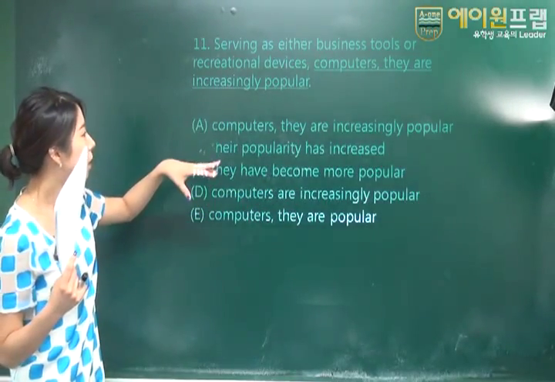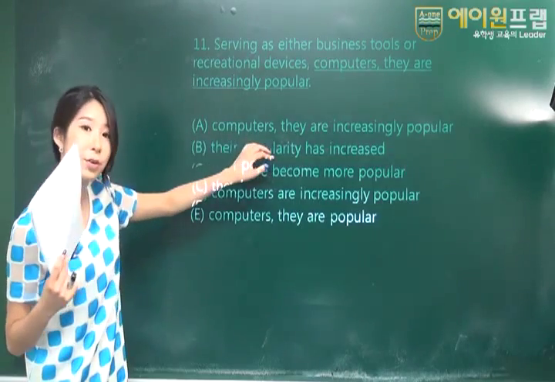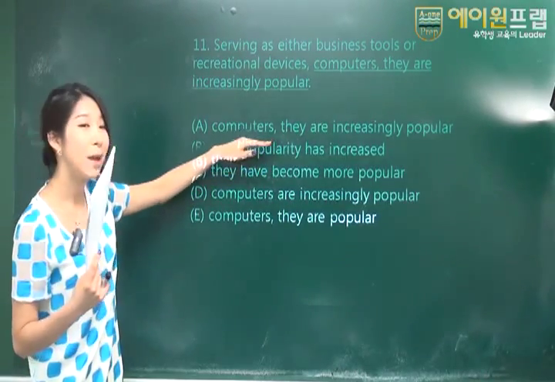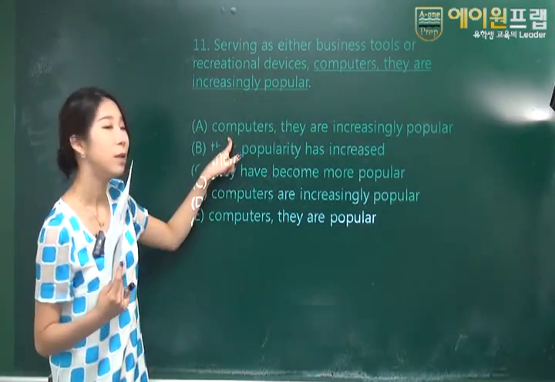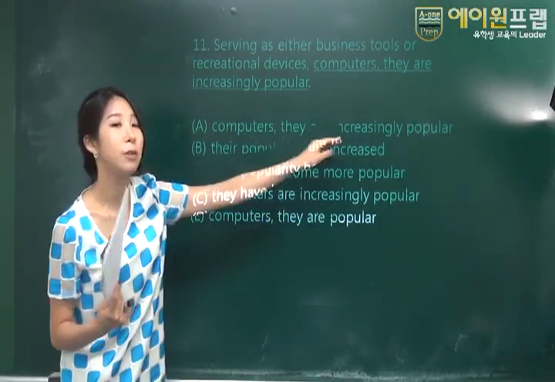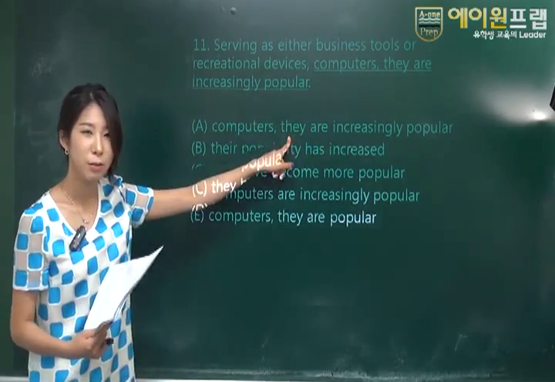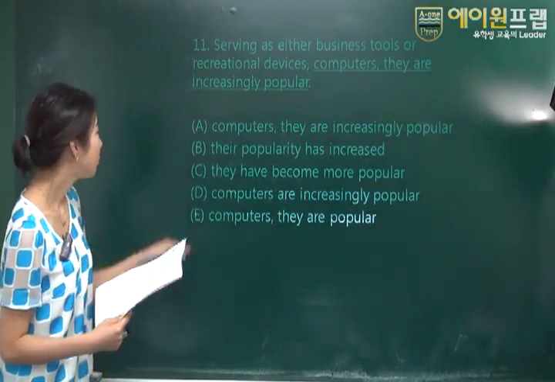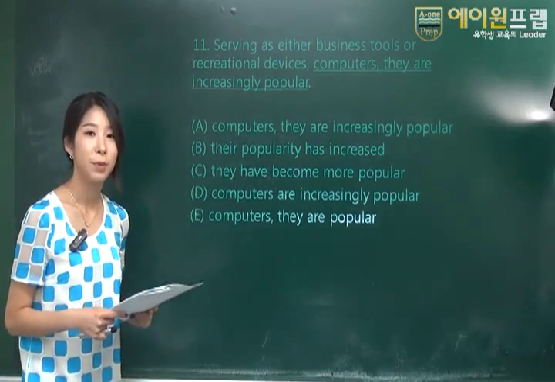Well, this one has the word computers, and this one modifies computers. But the problem is it has a noun, and right after it used a pronoun they to replace computers. And it's completely unnecessary. We can just say computers are increasingly popular. Why do we have to put comma and they there? Just to make it more wordy, right? So A is wrong.